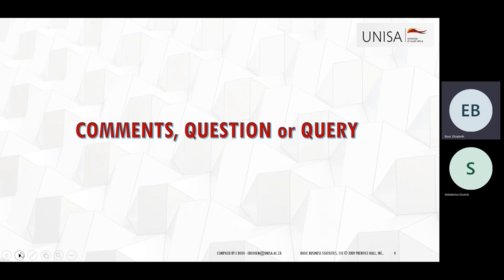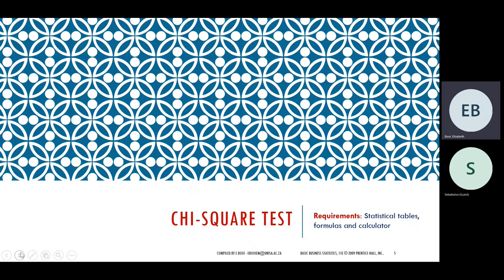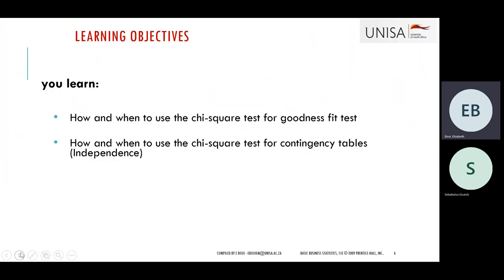So the requirements for today, you need to have your statistical tables with you. You need to know which formulas we're going to use. And you also need a calculator. So make sure that you have all those three next to you. If you don't know where to find the statistical tables, usually they are at the back of your textbook, they are at the back of past exam papers. Sometimes they are also included as tutorial letters. I'm not sure if your study guide has the statistical tables.